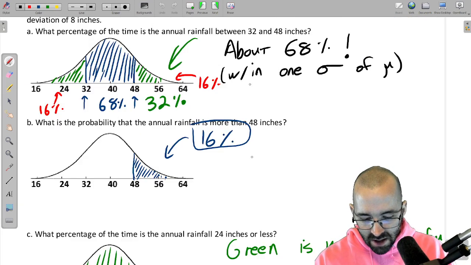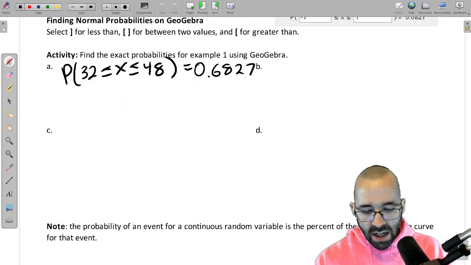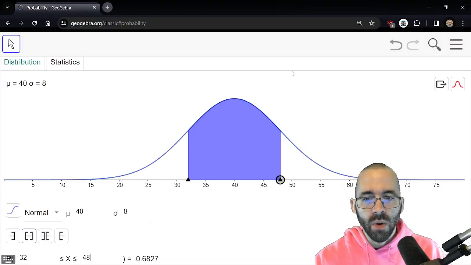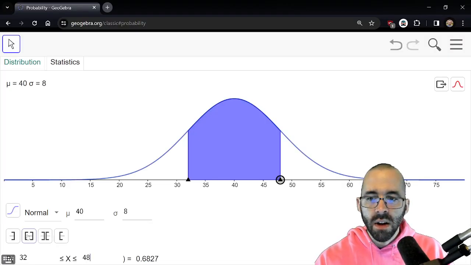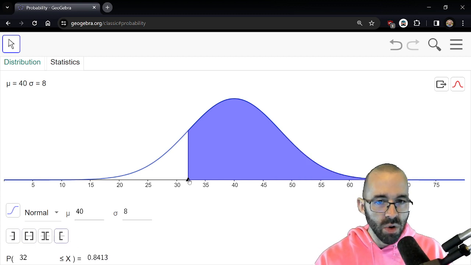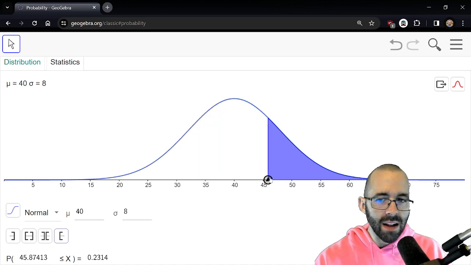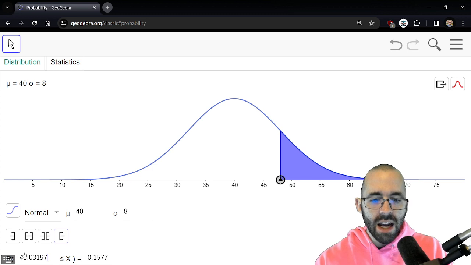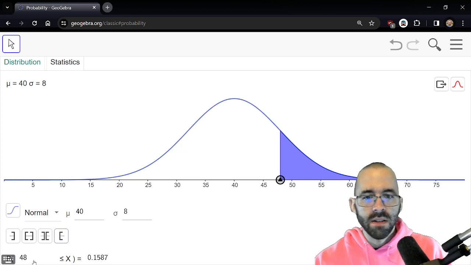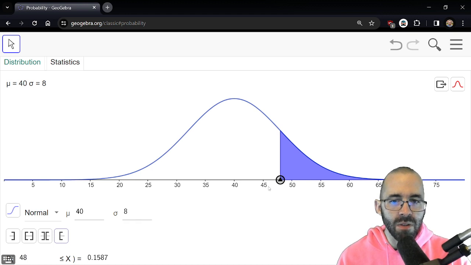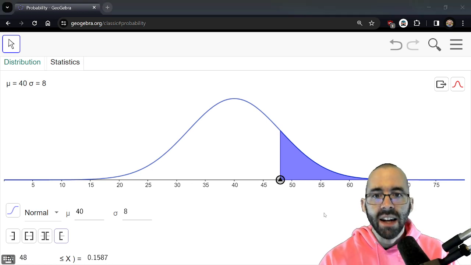Let's look at B. The probability of being more than 48. What does that look like? Well, we're not going to use the between button anymore. We're going to use the greater than button, or right-sided. We want to be more than 48. So for binomials, you could kind of just drag this to where you wanted. But here, since there's an infinite number of answers, it's not going to be very precise. So instead, go down here and just type in 48. And you should be able to visually see that when you type in 48, we do see everything to the right of 48. And we're going to get 15.87%.